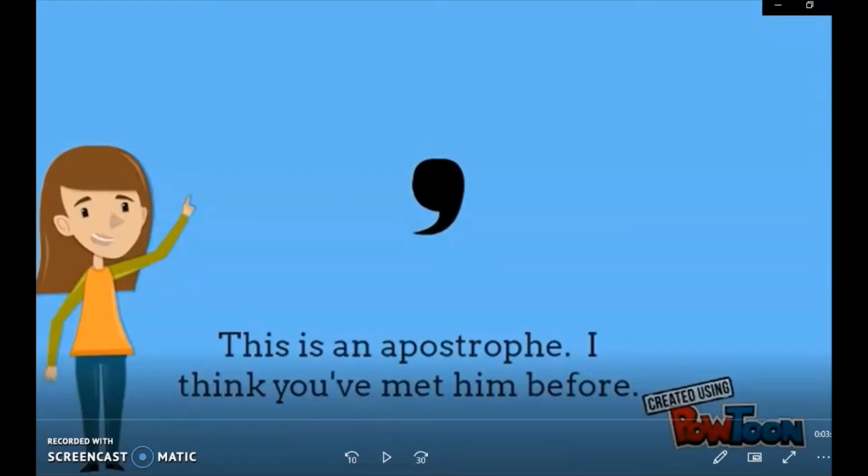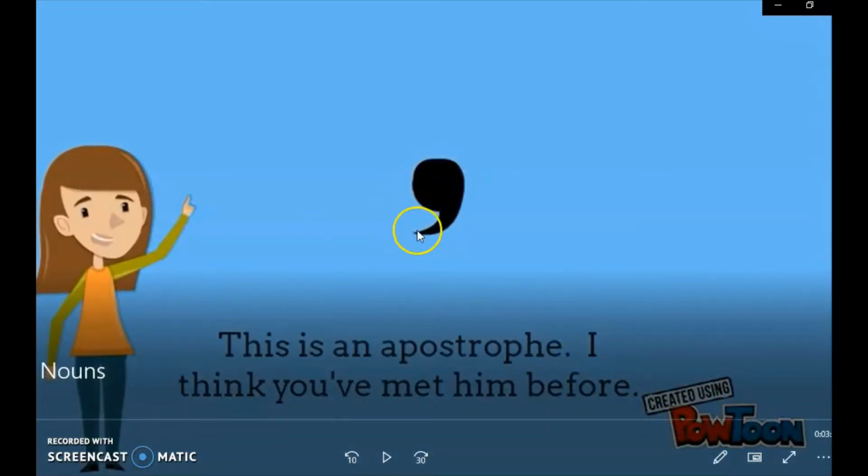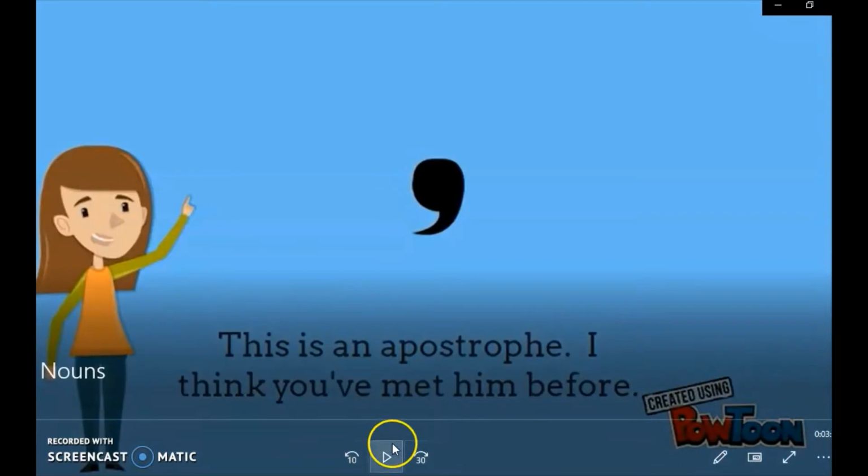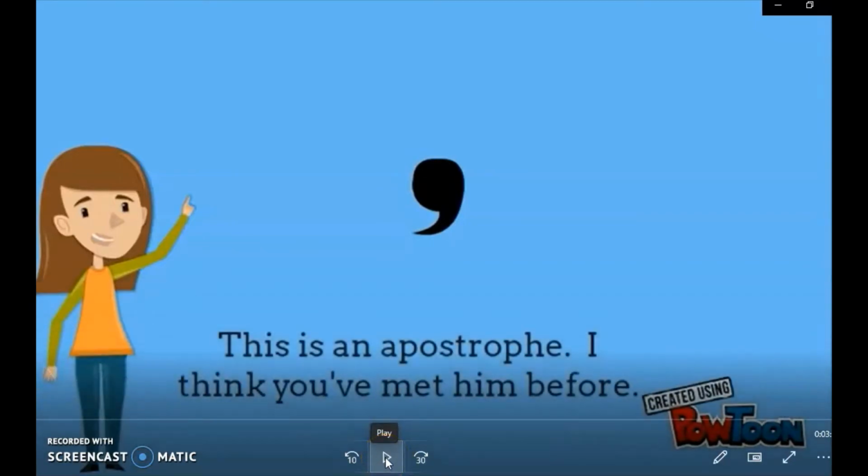So now we're going to take a look at some examples of how to write possessive nouns. So I have a little friend with me here, and its name is apostrophe, right? So this is an apostrophe. I think you've met him before. If this is your first time, then here is apostrophe. If you've met him before, then you should know how to use him in some ways when you're doing your writing. Okay, so let's go ahead. We're going to first take a look at some ways that the apostrophe can be used.